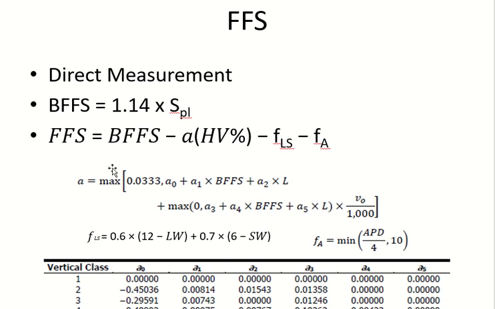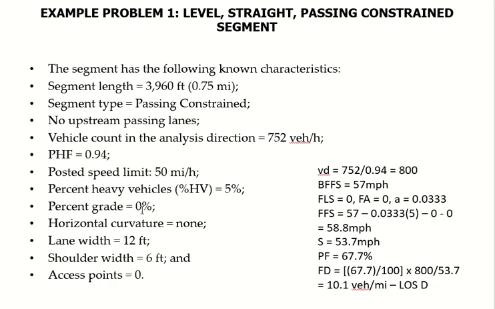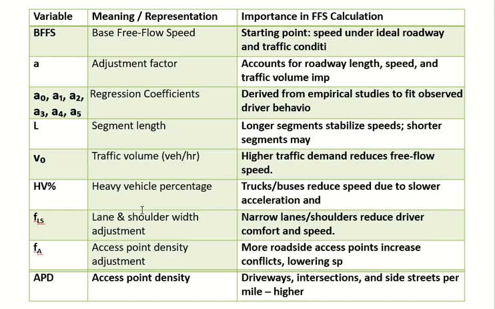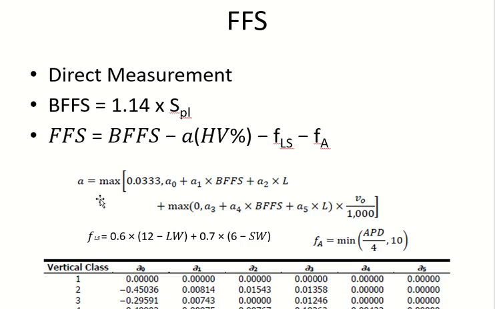The only thing remaining is A. Now A is either 0.0333 or this whole thing. I have to look at my vertical class. The gradient is 0. I come here and look at the vertical class. When the gradient is 0, the vertical class is 1. So that means this one, and you can see all the A values are 0.